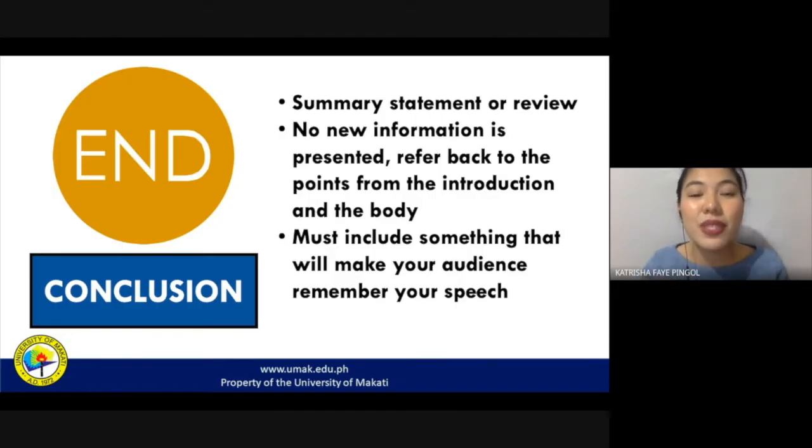So it leaves them something to think about. Even after listening to your speech, it's as if you posed an assignment to them, a homework to them, that there's something that they could think about, okay? Would they agree with you? Would they disagree with you? Would they just accept what you have discussed? Or would it force them to research more about the topic or the concept that you have presented, okay?